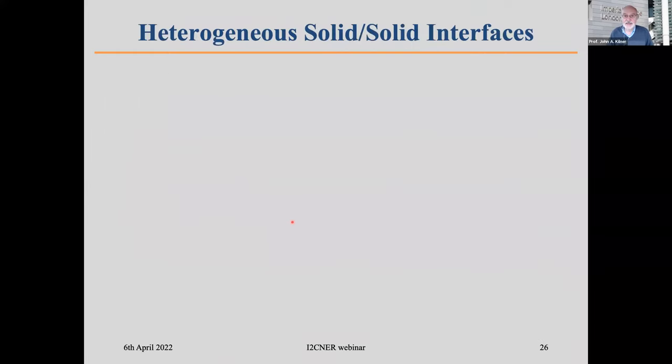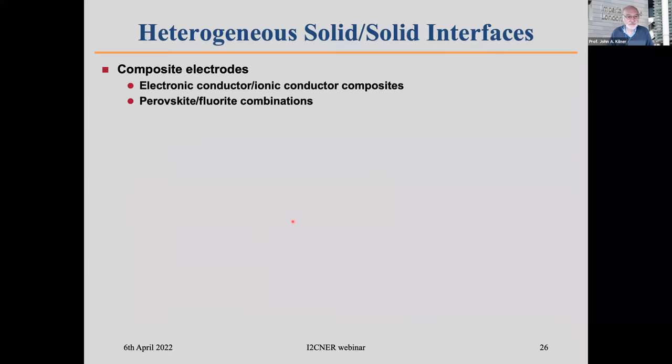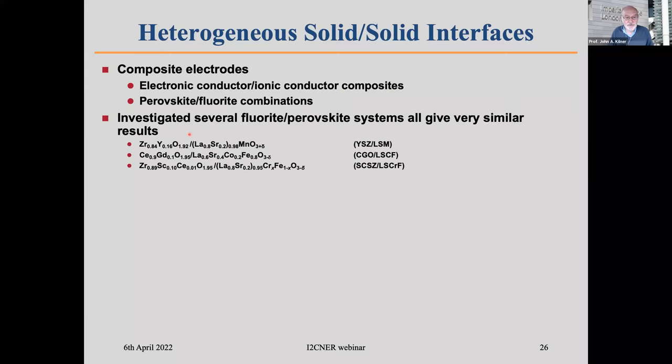So that's the gas solid interface, and now we'll move on to the solid solid interfaces. The first one I want to look at are the heterogeneous ones. This is found in composite electrodes. We have an electronic conductor and an ionic conductor, mainly in composites. They're mainly perovskite fluorite combinations. We've investigated a series of these: YSZ, LSM, CGO, LSCF, zirconia, scandia, lanthanum chromate.